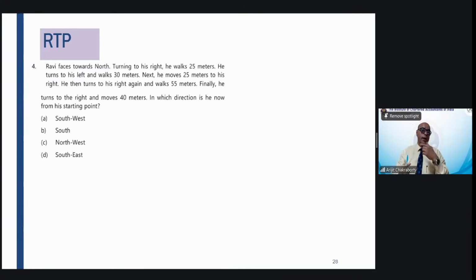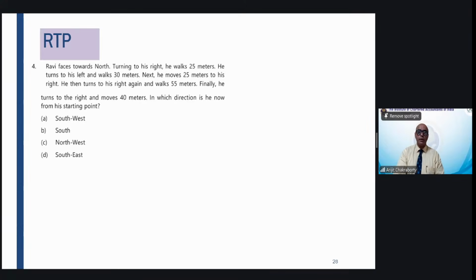If you take a right turn while facing the eastern direction, that means now you are facing south. And he walks for 55 meters towards the south. Finally, he turns to the right and moves 40 meters. From south, if you take a right turn, you are moving towards the western side, walking for 40 meters. In which direction is he now from his starting point?